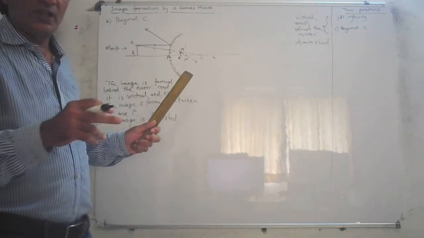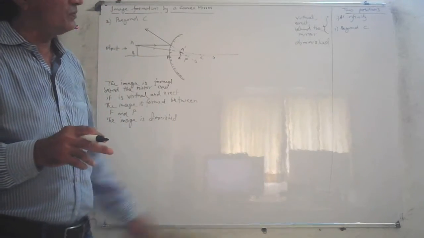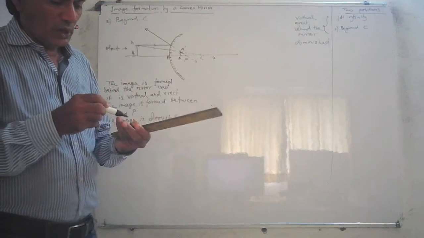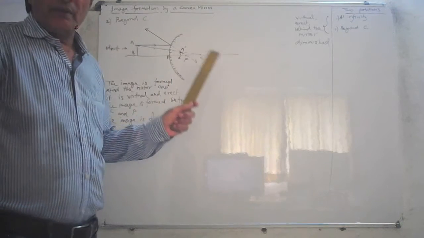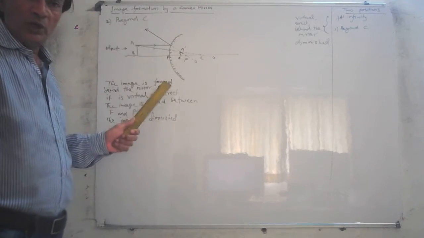Otherwise, in all the other cases, it was real and inverted. And in both these cases, the positions of the image will be such that it will be virtual, erect, behind the mirror, and diminished. So, this is called a ray diagram. Image formation with the help of a ray diagram in physics is extremely important. You have to learn to do it.